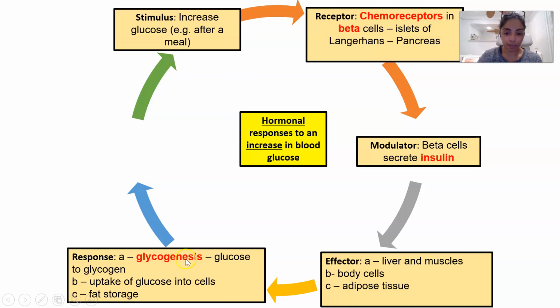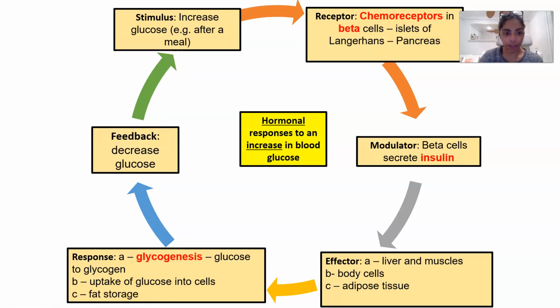The response is glycogenesis. So this is the formation of new glycogen in the liver. So that's A, corresponds. Body cells will take up glucose and store that fuel. And adipose tissue will convert excess glucose into fat cells for storage. As a result of this, we will then have a decrease in blood glucose concentration, so we get back to our set point.